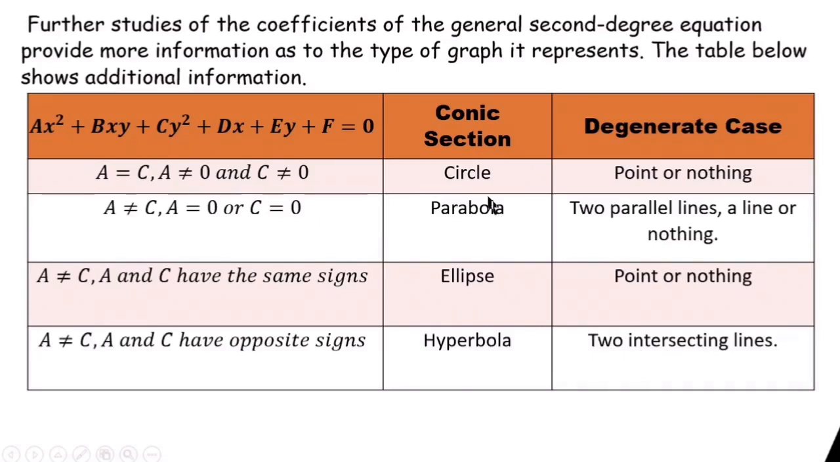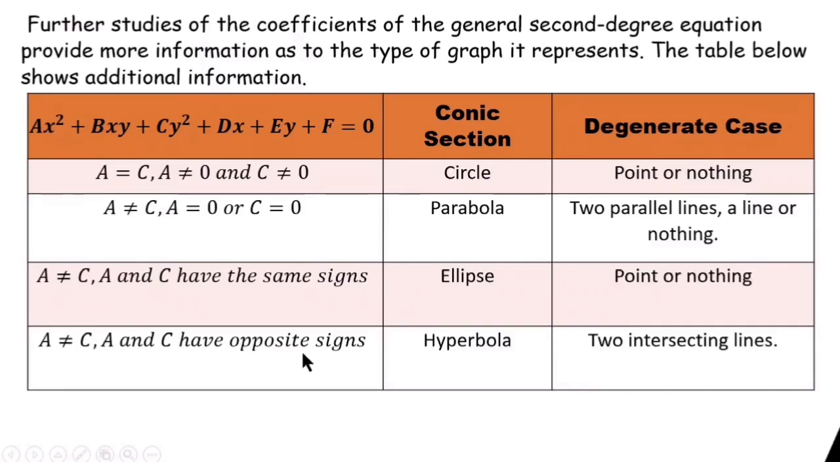Recall that the equation represents a circle if a and c are equal and a and c should not be equal to 0. Parabola if a or c is 0. Ellipse if a and c have the same signs. And hyperbola if a and c have opposite signs.